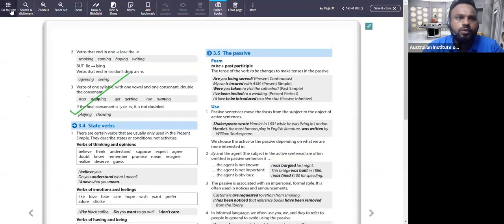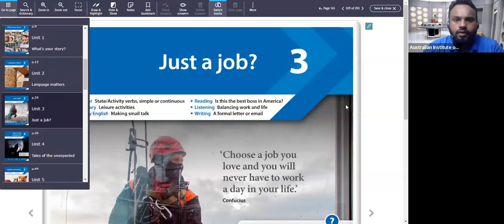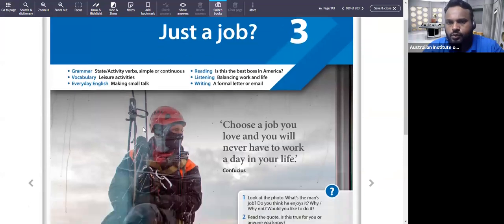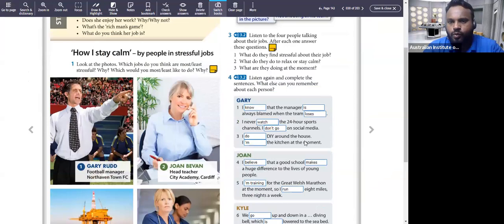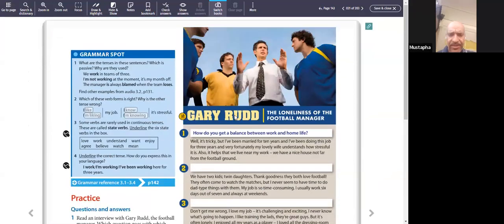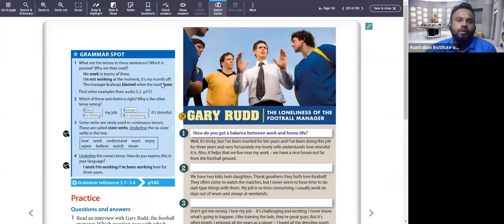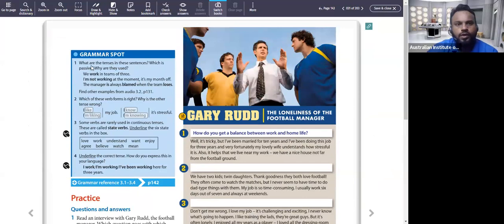Now we'll go back to our unit number 3. Last week we did this page. You remember we did this page? You have done a wonderful job, as you can see. All are answered. Now we're going to start from here. Based on our learning from grammar, we are going to do this grammar sport. So there will be a test for you. We start from 1. What are the tenses in these sentences? Which is passive? Why are they used? Now we work in teams of 3.